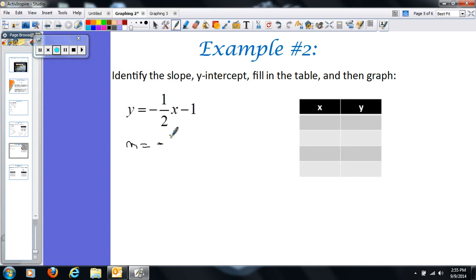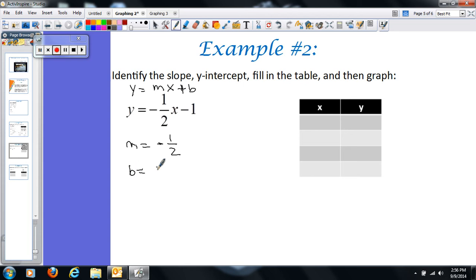And m is going to be negative 1/2. Because remember, it's y equals mx plus b. So when I write this above, the m is always the term, the coefficient is what it's called, of x. So it's the number in front of x. So in this case, it's negative 1/2.